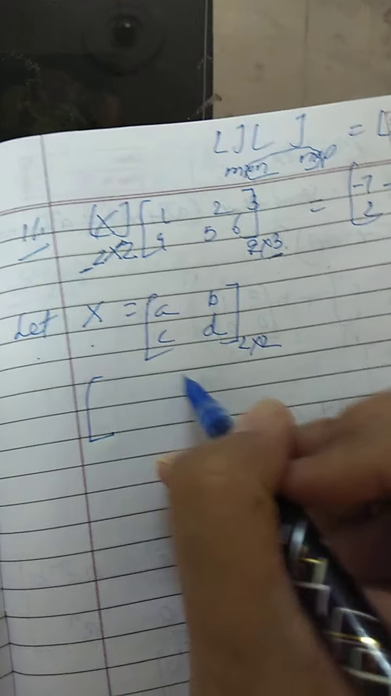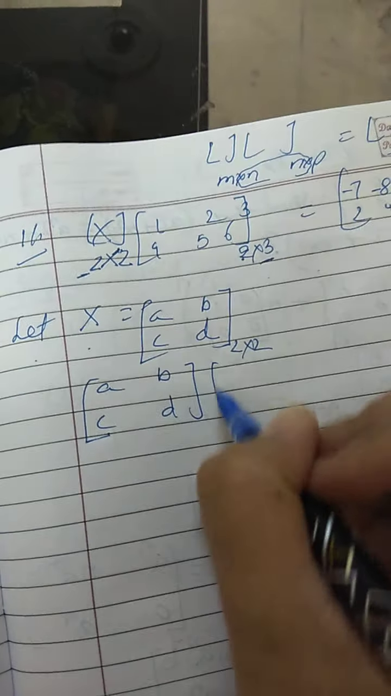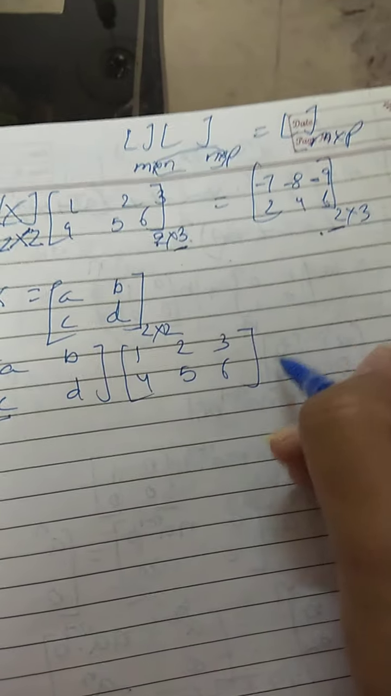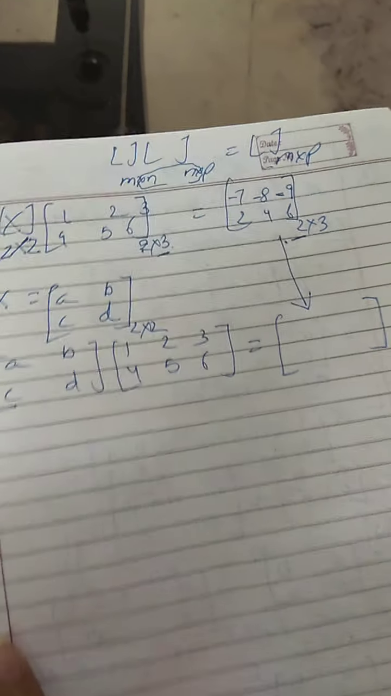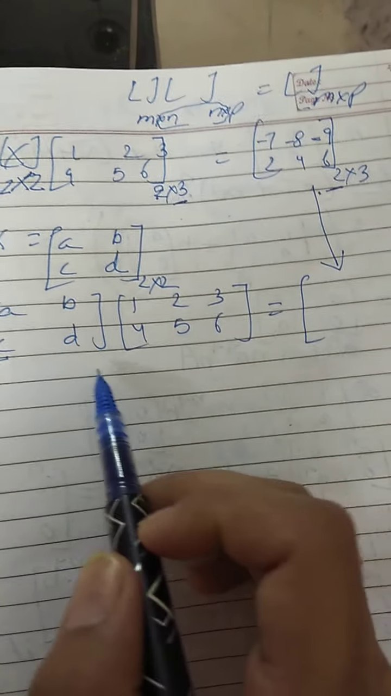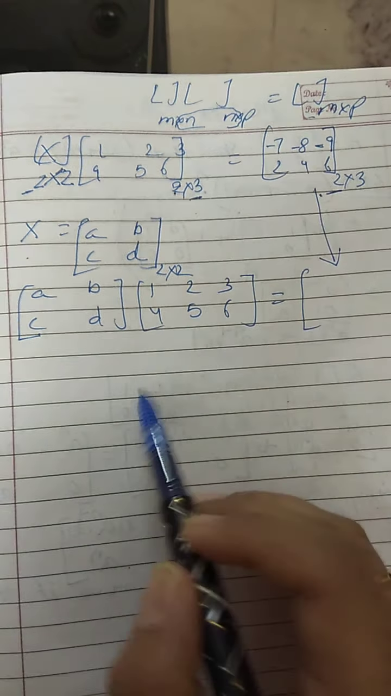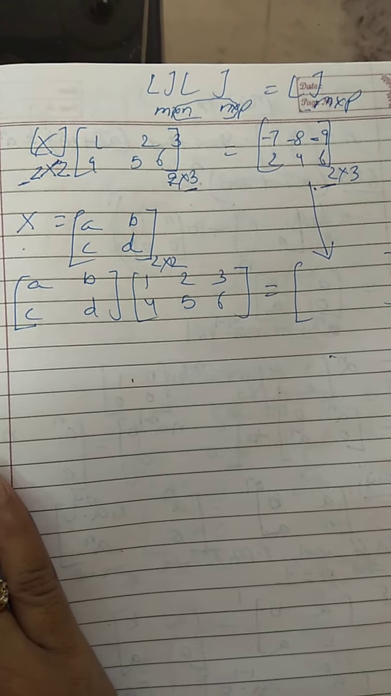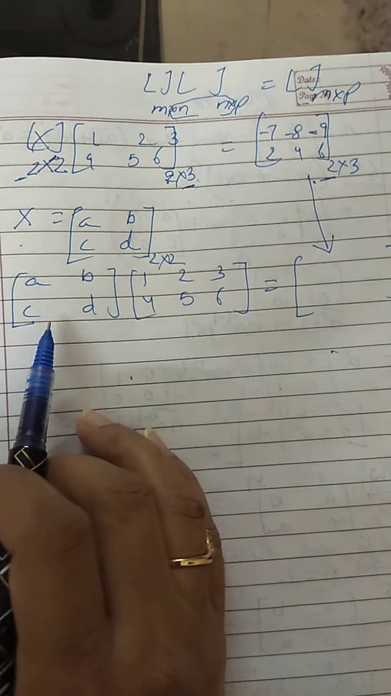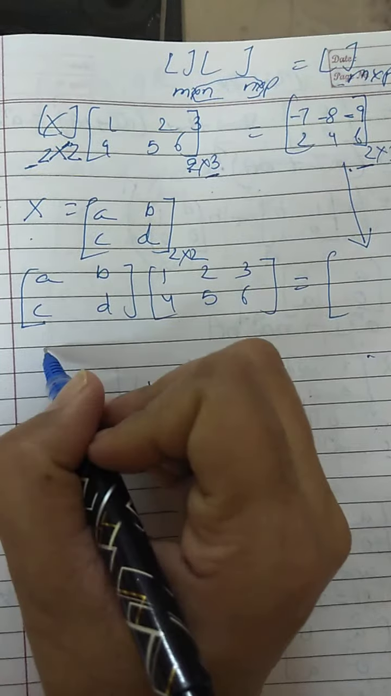Now when you multiply this A, B, C, D with the given matrix here 1, 2, 3, 4, 5, 6, and you equate it to the given matrix, what will happen? When I multiply, I will get the matrix and we will equate the corresponding elements of both the sides. So you will get equations here. And when you solve the equations, you get the values of A, B, C, D. Once you get the values of A, B, C, D, we will substitute here, and that will be the required matrix. Let me start the sum.